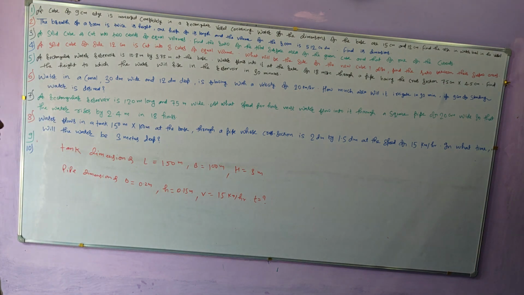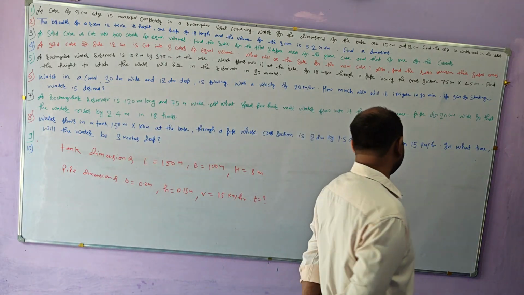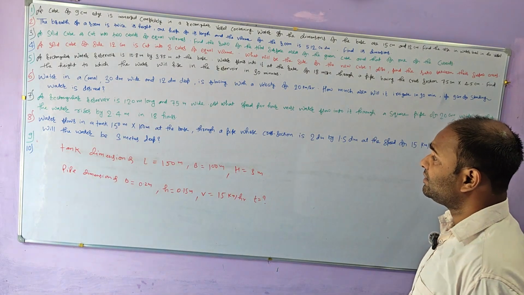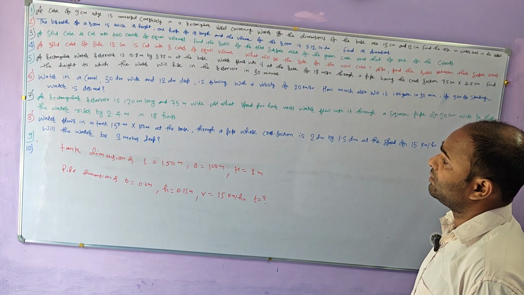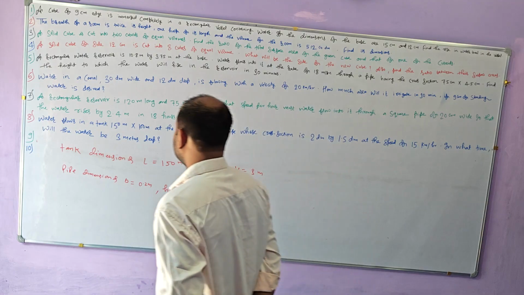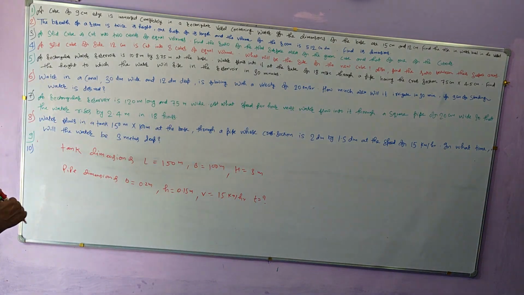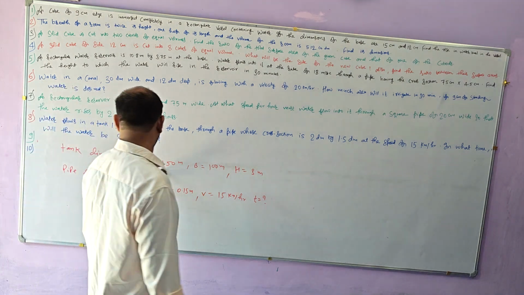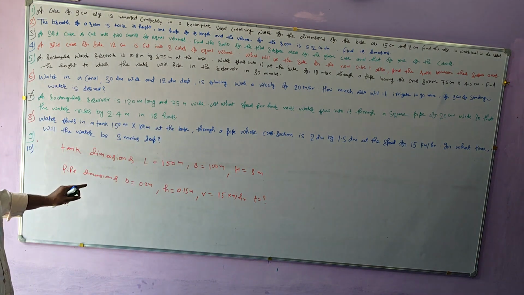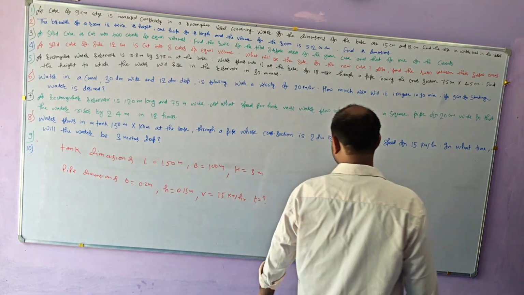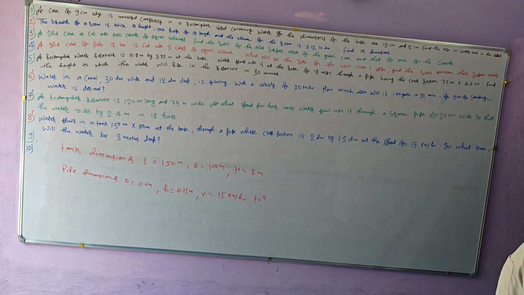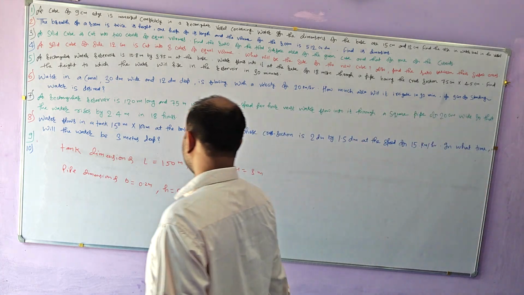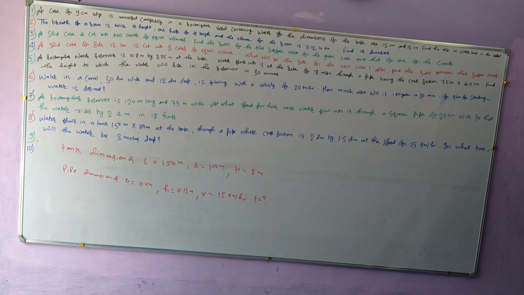So basically, at what time do we get 3 meter deep water in the tank? We need to find this. So we know the volume of the tank is equal to the volume of the pipe in the time period at which we have 3 meter deep water.